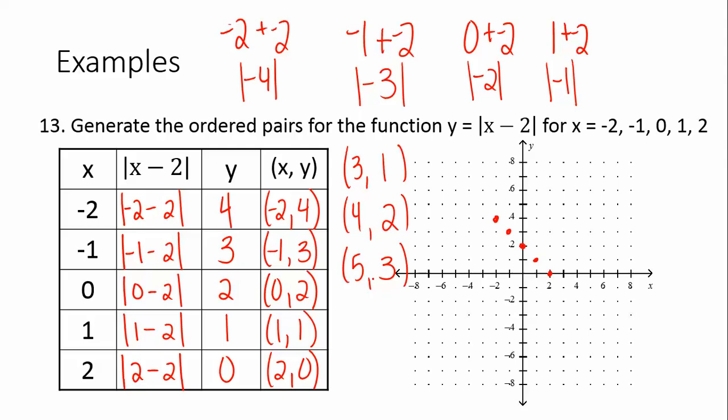So now let's graph these next 3 points. We have 3, 1, 4, 2, and 5, 3. This looks much more like an absolute value graph. These are V's that come to a point, and you can see where this point occurs at 2, 0.